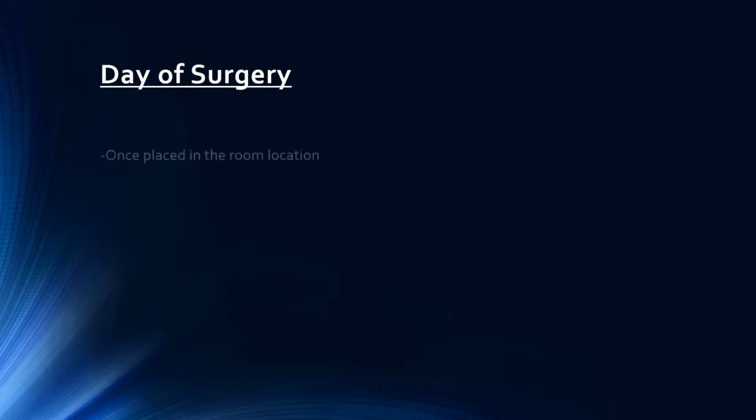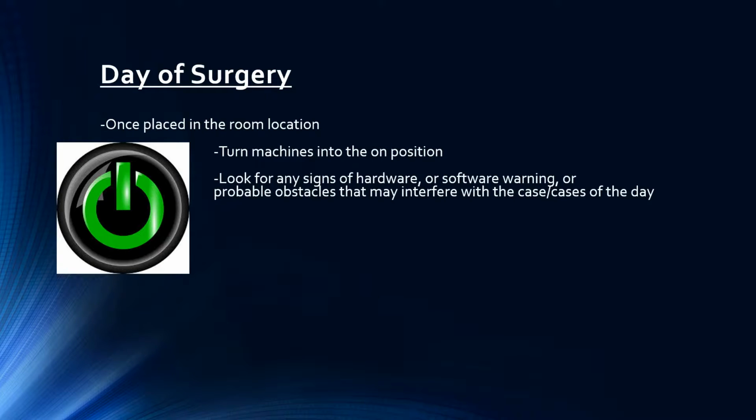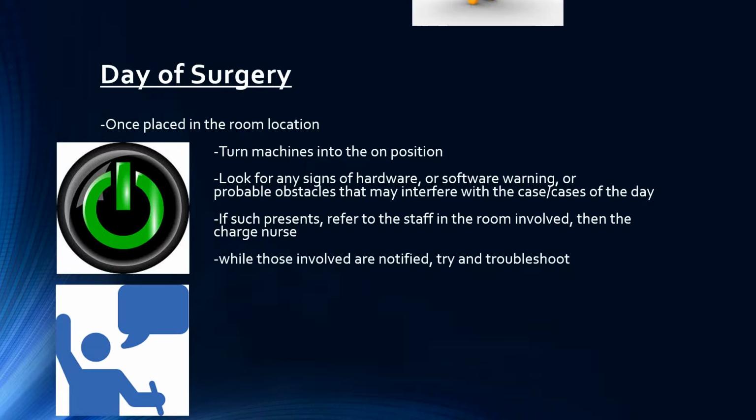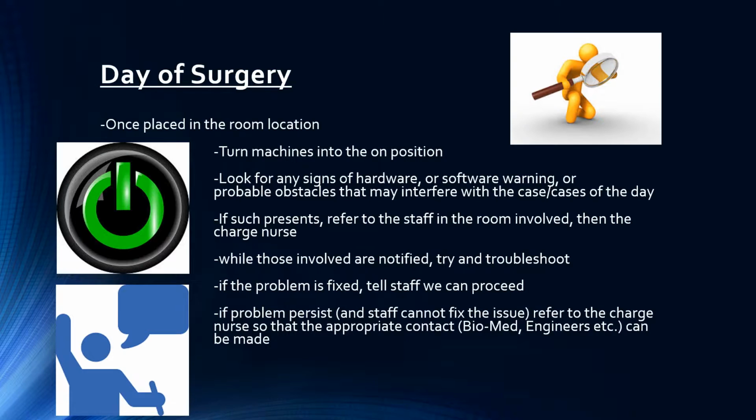The day of surgery, you can bring the machines into the room. Once you place them into the room location, you connect them. You turn on the machines into the on position. Look for any signs of hardware or software warning or probable obstacles that may interfere with the case or cases of the day. If such presents, refer to the staff in the room involved, then the charge nurse. And while those involved are notified, try and see if you can troubleshoot and fix the problem. And if the problem is fixed, then obviously tell the staff, so that they can proceed, and we can move on to the next step.